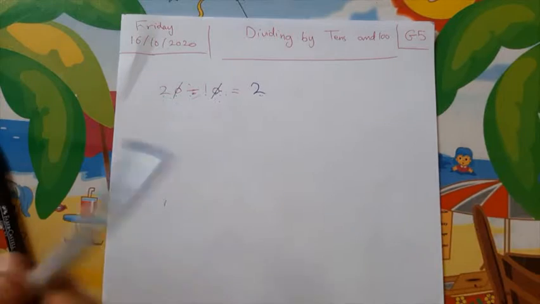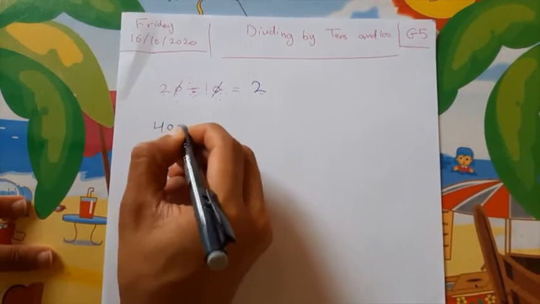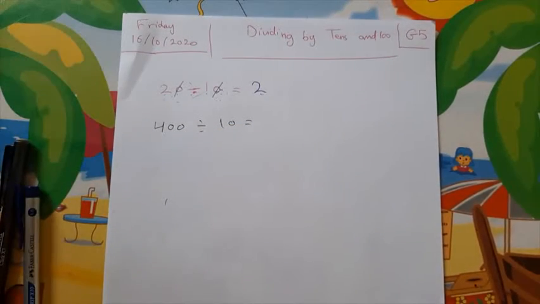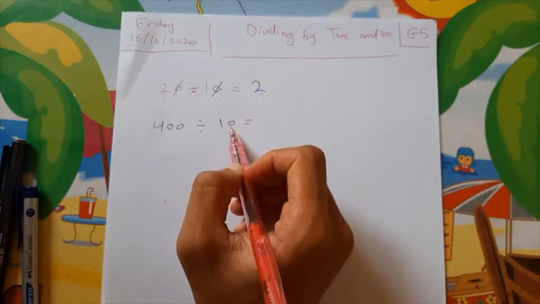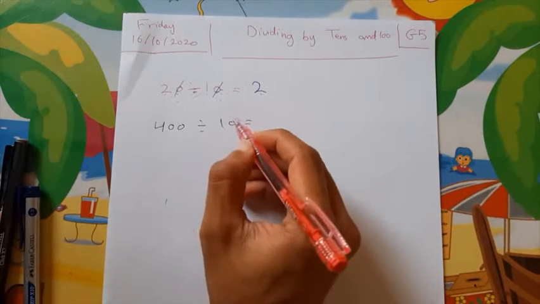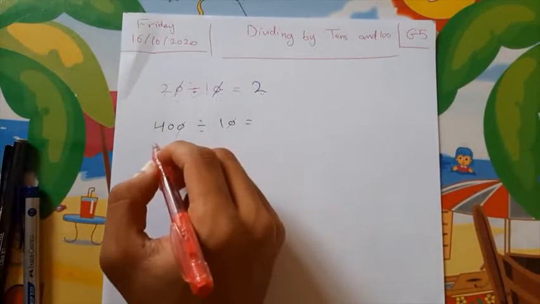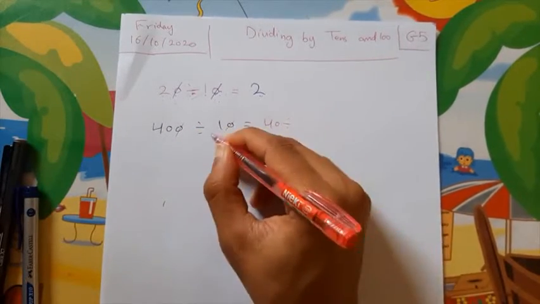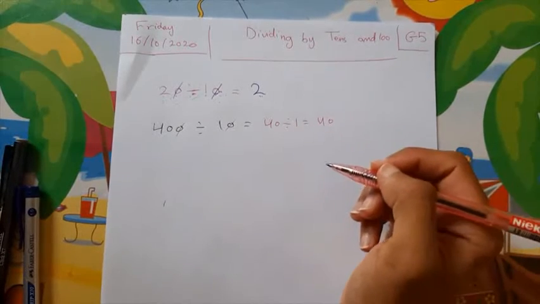Okay, another example. 400 divided by 10. Let's see how many zeros we have in each number. We have one 0 for the 10 and we have two zeros for the 400, right? So I'm going to delete or remove this 0 with this 0. Then what remains? 40, right? 40 divided by 1 equals 40. Do you see how easy that is?